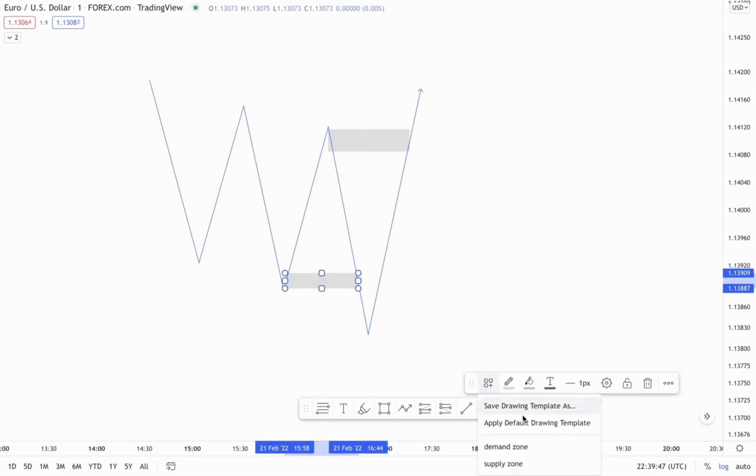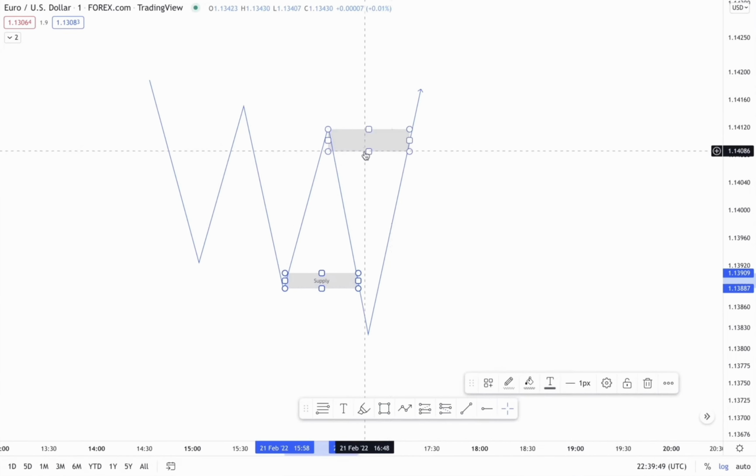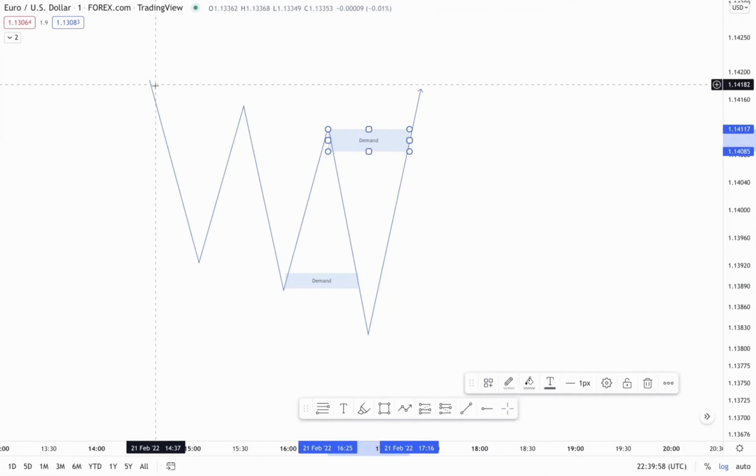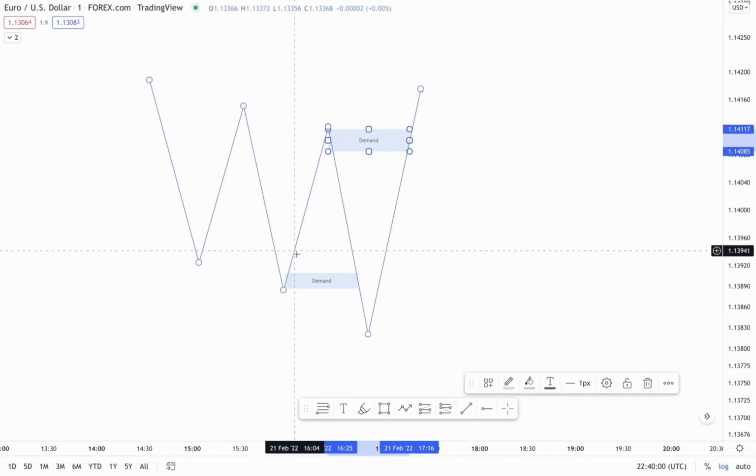I'll mark these just so it's there and you can see. So this is, sorry, I marked that wrong. This is the demand level, this is the supply level. Now what's happened here is we've had price trading down, bearish, we've had our demand zone put in place, putting in the supply.